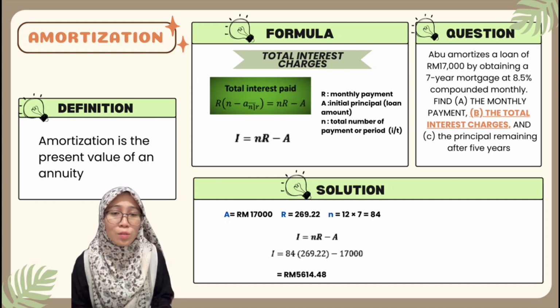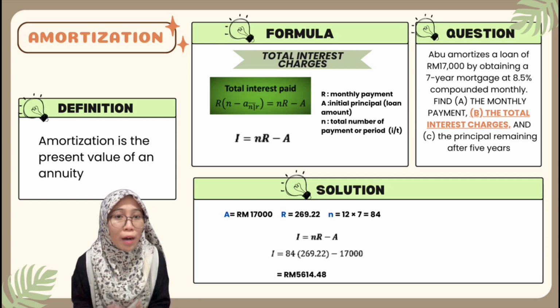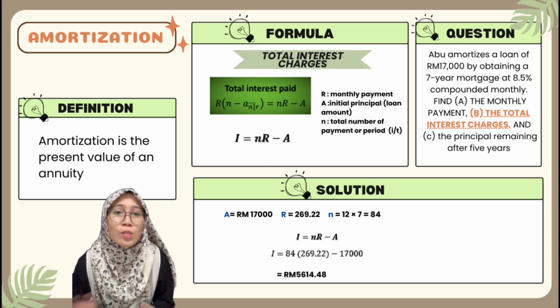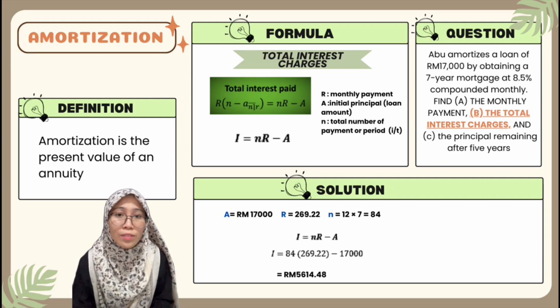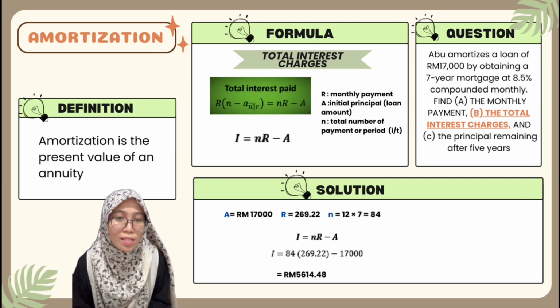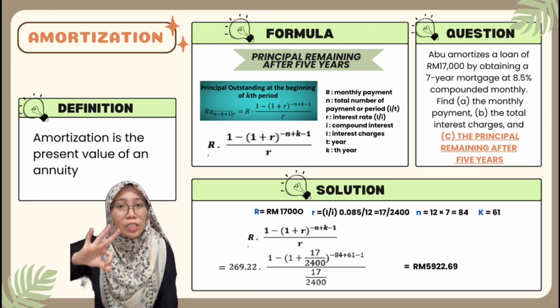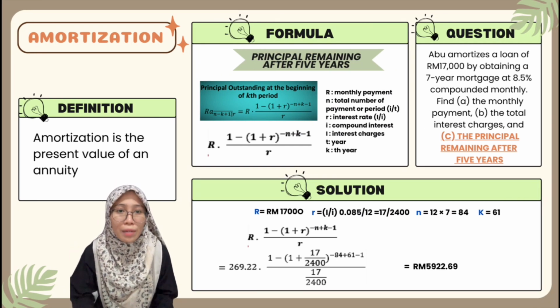The second formula for amortization is total interest charge. The formula is n times R minus A. R is the monthly payment, A is the initial principal, which is the loan amount, and n is the total number of payments or periods. So the solution is: A, the loan amount, is RM 17,000; R, the monthly payment, is 269.22; and the total number of payments is 84. So n, 84, times R, 269.22, minus A, 17,000, and the answer is RM 5,614.48.